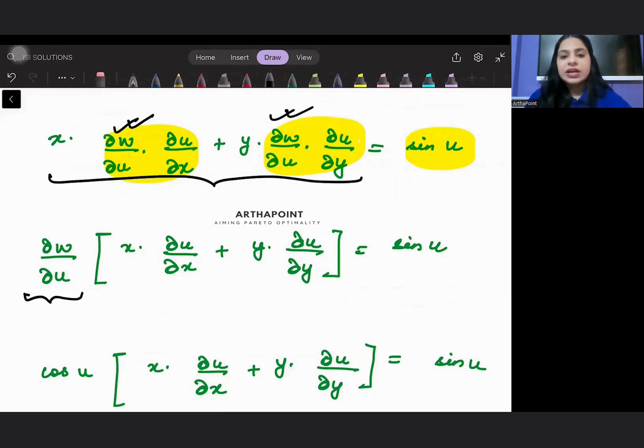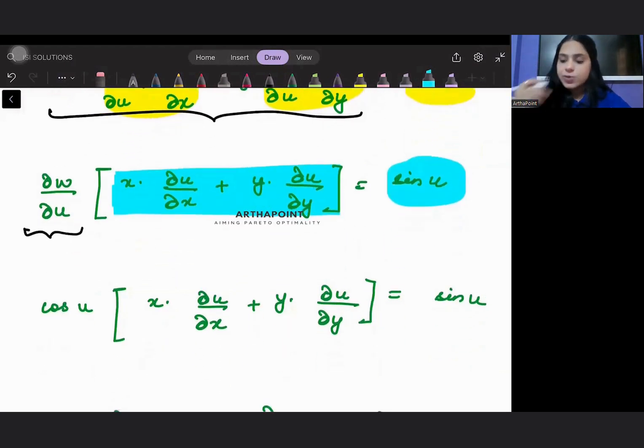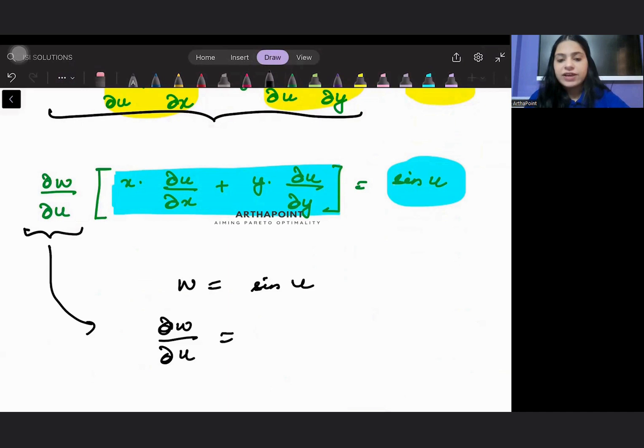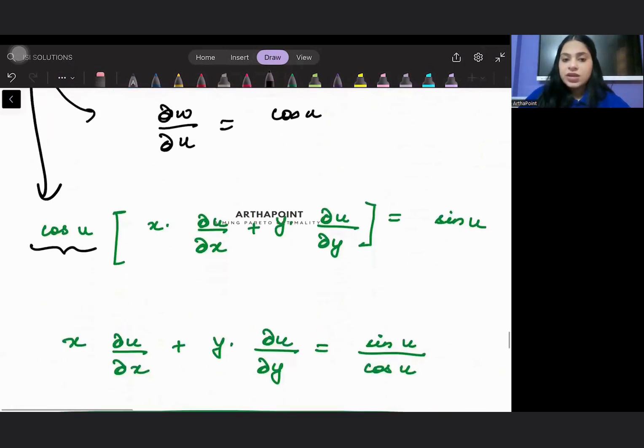So when I take del w by del u common, inside I will be getting x del u by del x plus y del u by del y is equal to sine u. Now try to understand this better. If you remember, w was written as sine u. So what will be del w by del u? If I differentiate sine u, I will get cos u. So here I will be getting cos u into x del u by del x plus y del u by del y is equal to sine u.